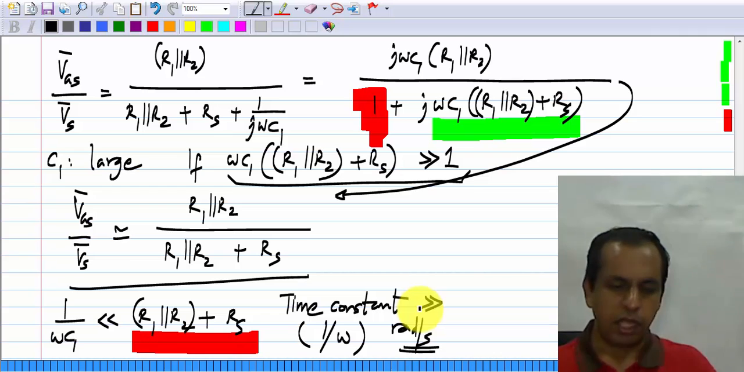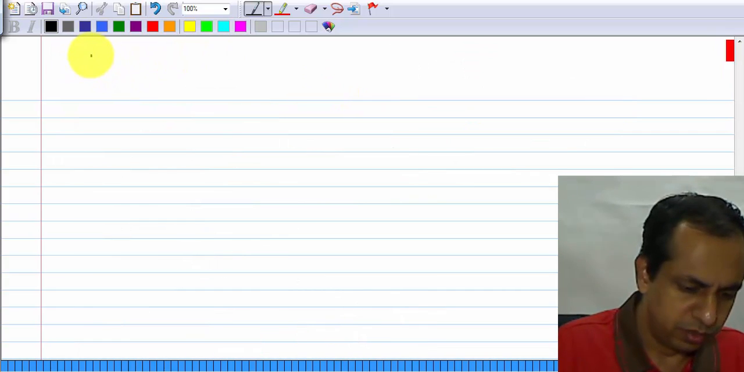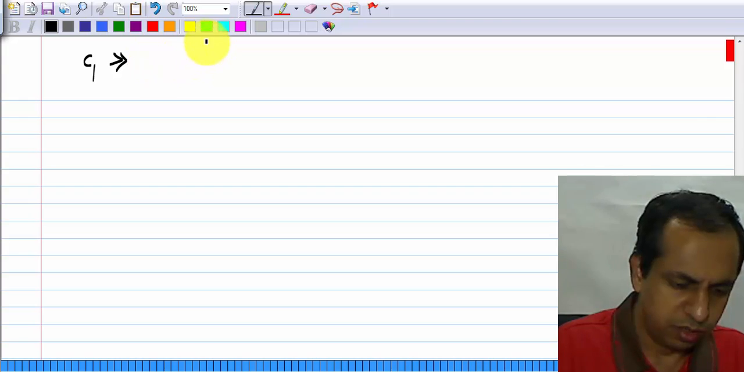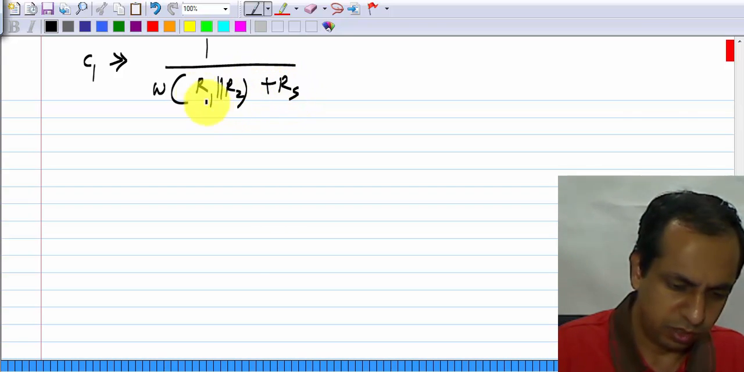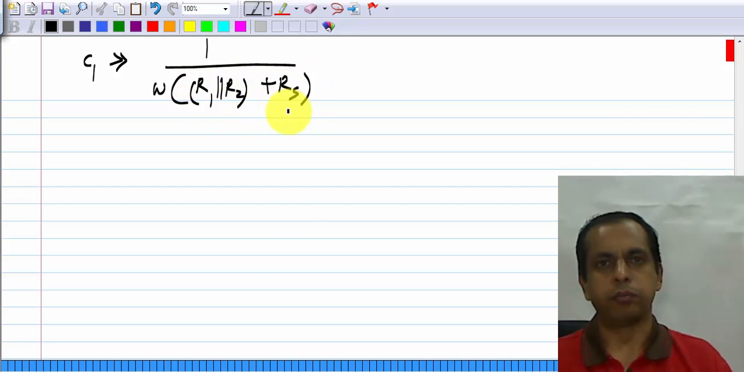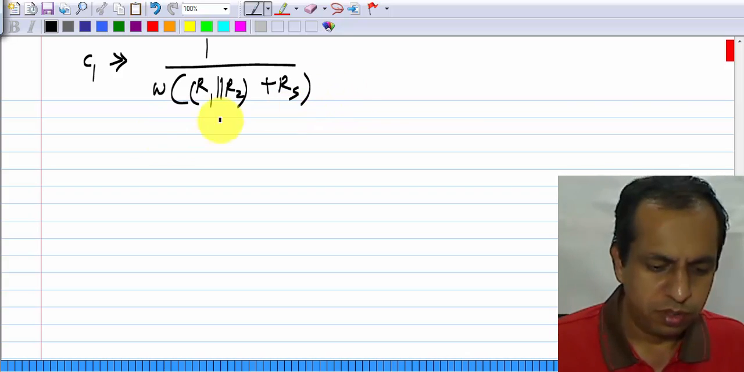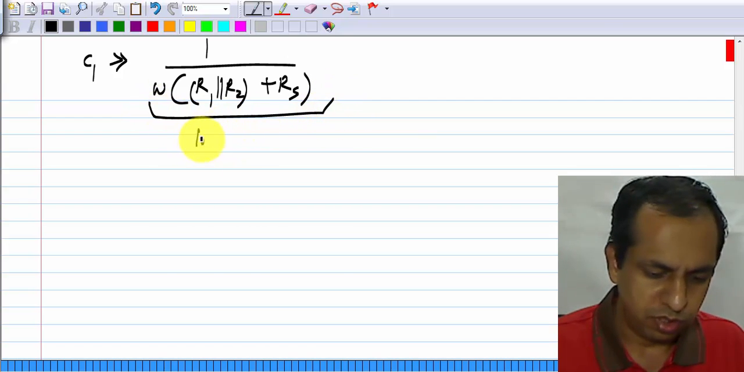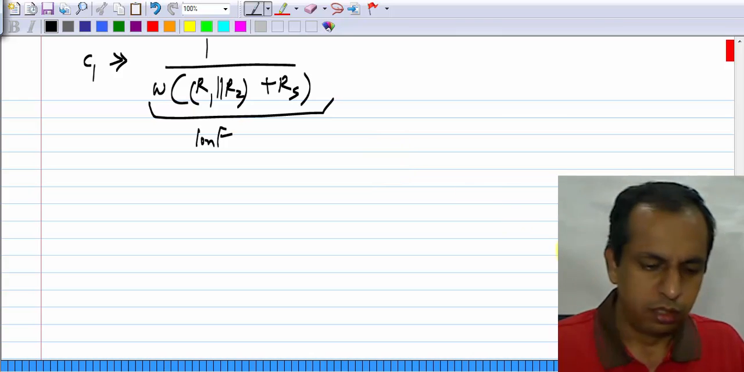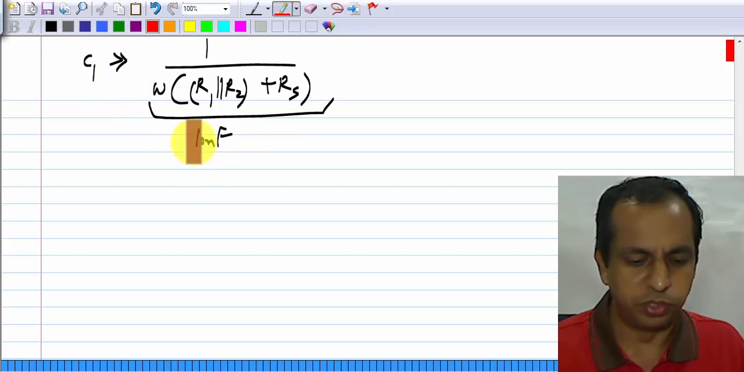In practice, what is done is we have an inequality, that is C1 much greater than 1 by omega times R1 parallel R2 plus Rs. So, what is the actual value that you choose for C1? Let us say you evaluate this expression and this comes out to 10 nanofarads. Now, what should be C1? If it is 1 microfarad, it is more than this. If it is 1 millifarad, it is also much more than this.